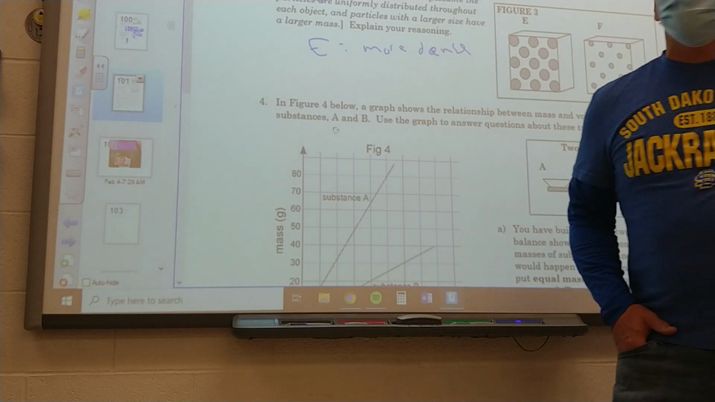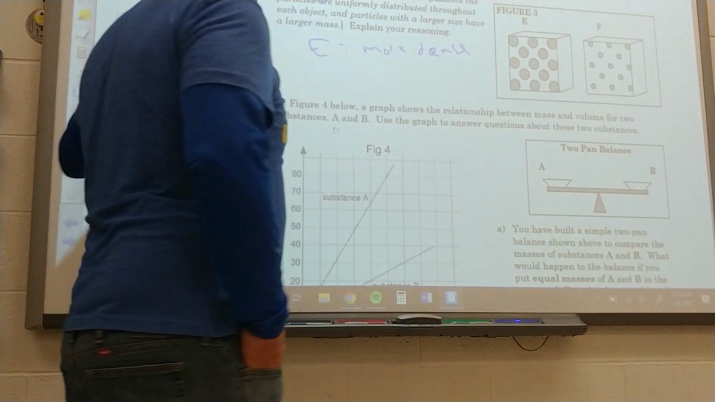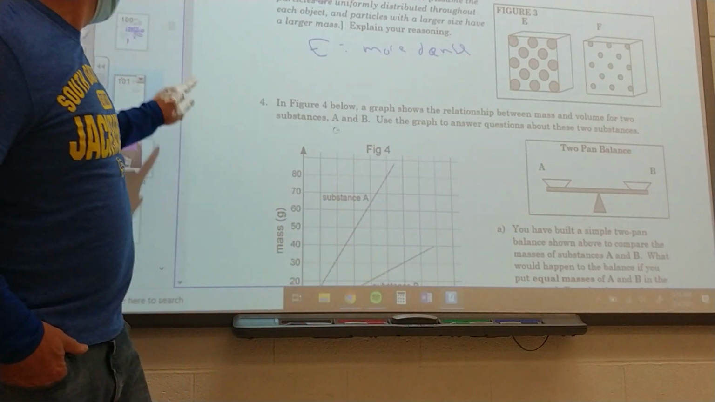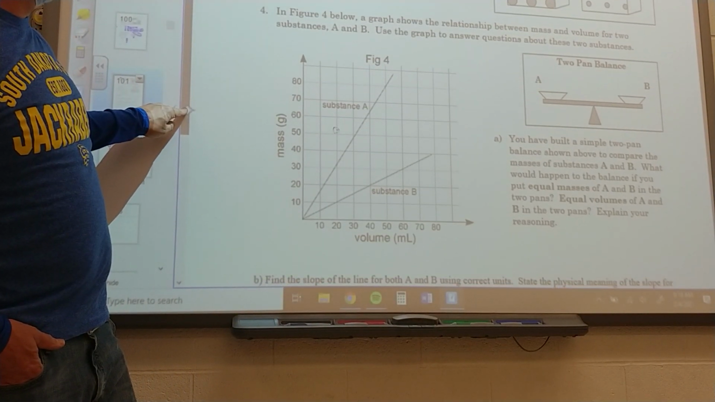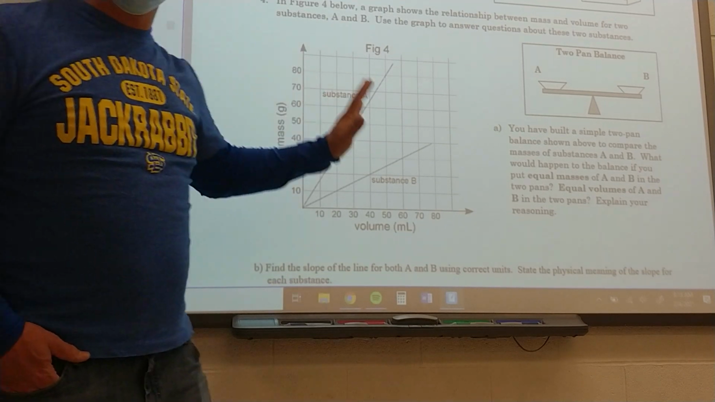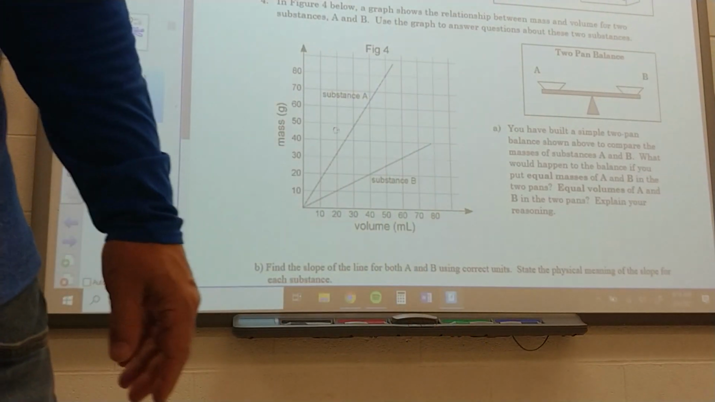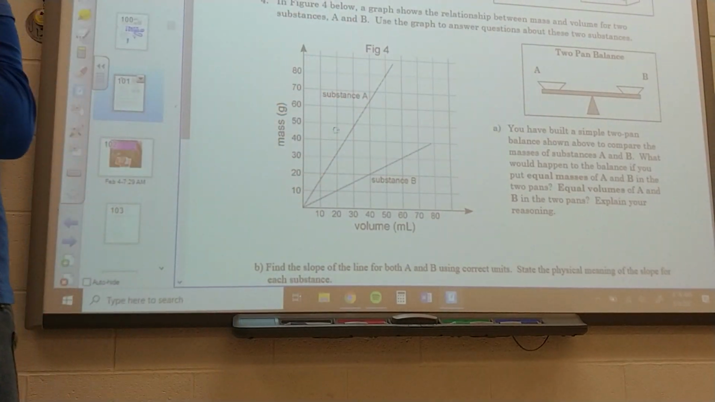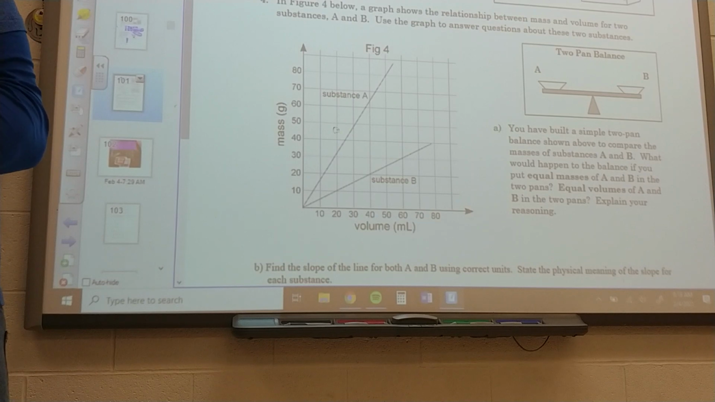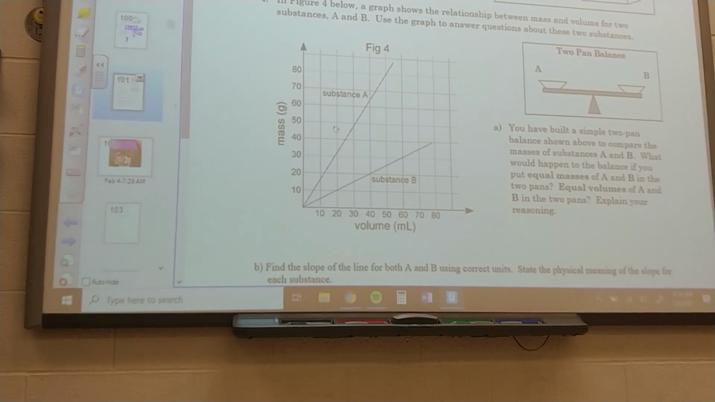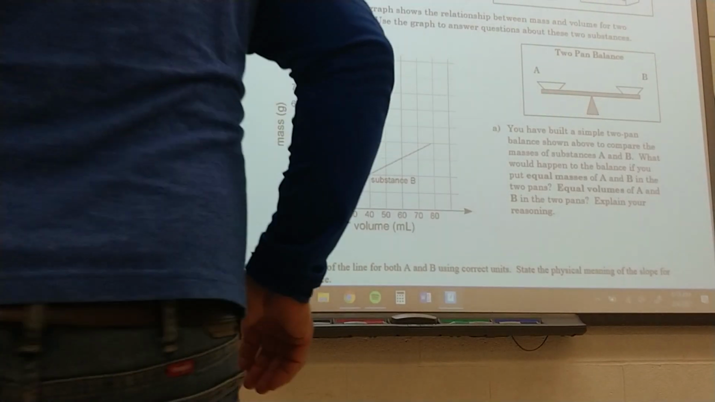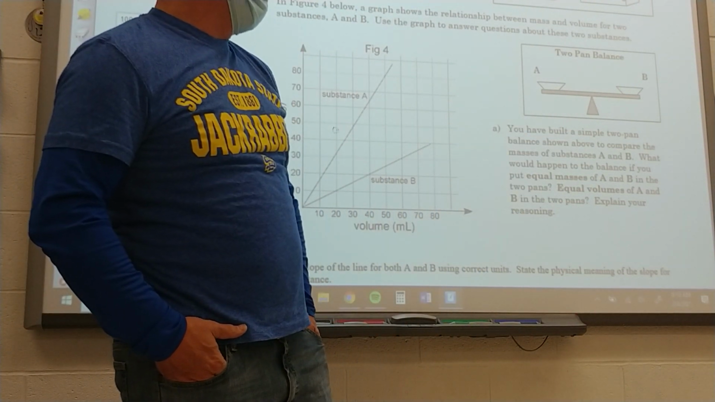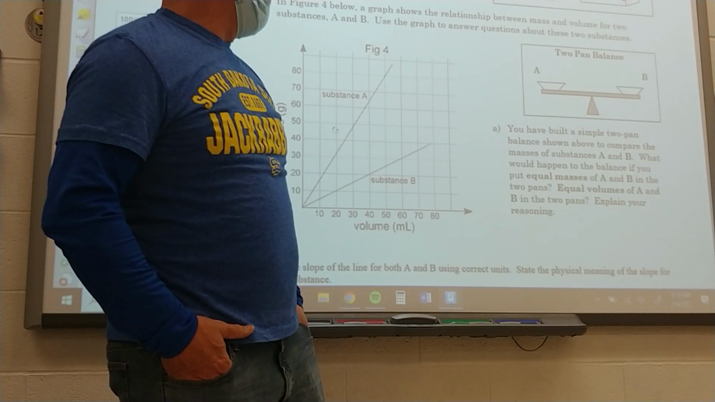Okay, now to the fun ones, the tough ones, the challenging ones. In figure 4 below, a graph shows the relationship between mass and volume for 2 different substances. Use the graph to answer questions. These also show up on the test. This sort of scale. If you put something on this side, darn, I had 2 little pieces and I've lost them. Oh well, it doesn't matter. All right, so this sort of scale. You have built a simple 2-pan balance. That doesn't look too simple. To compare masses of substance A and B. What would happen?